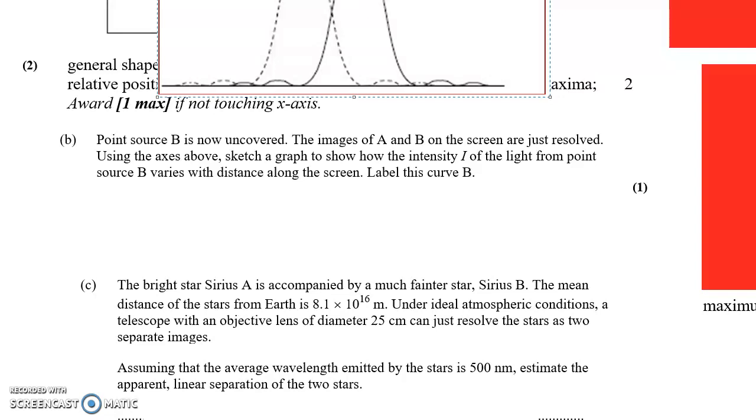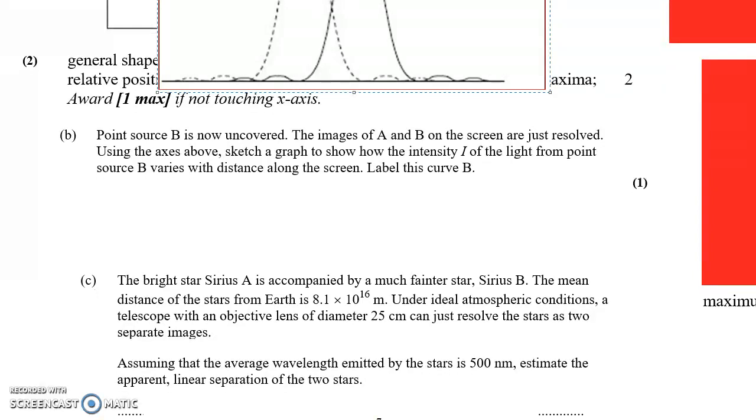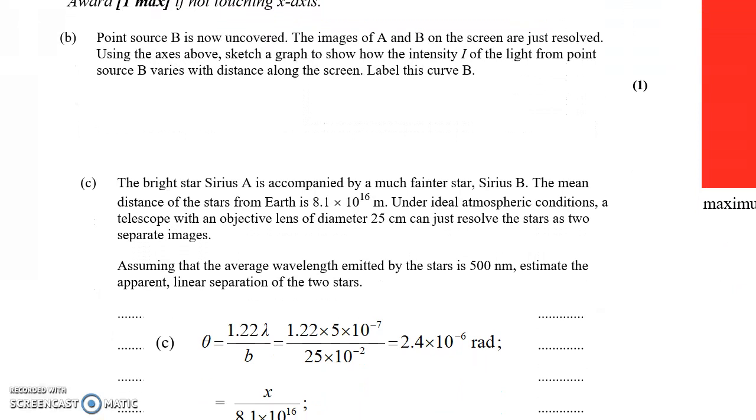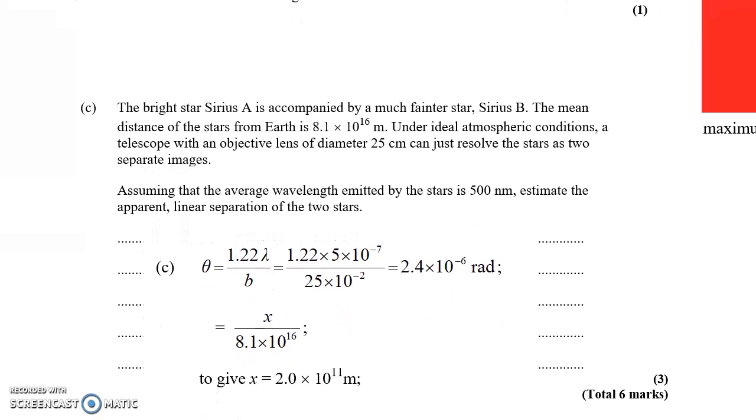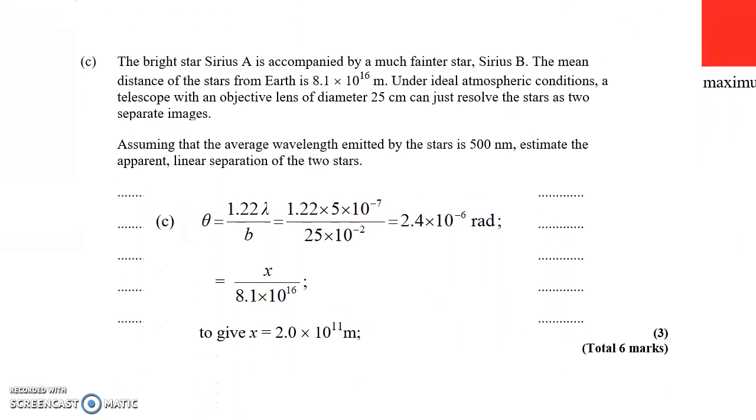If we can just resolve them, we know how far away they are, and we know the wavelength emitted by the stars, and we know the size of the objective lens of our telescope, then we can use the Rayleigh criterion, which is a formula in topic 9. I think the last topic in 9, wave phenomena. So this is the Rayleigh criterion, and it's a nice little piece of maths. There are 2 pieces of maths actually that you need to complete the question for 3 marks.